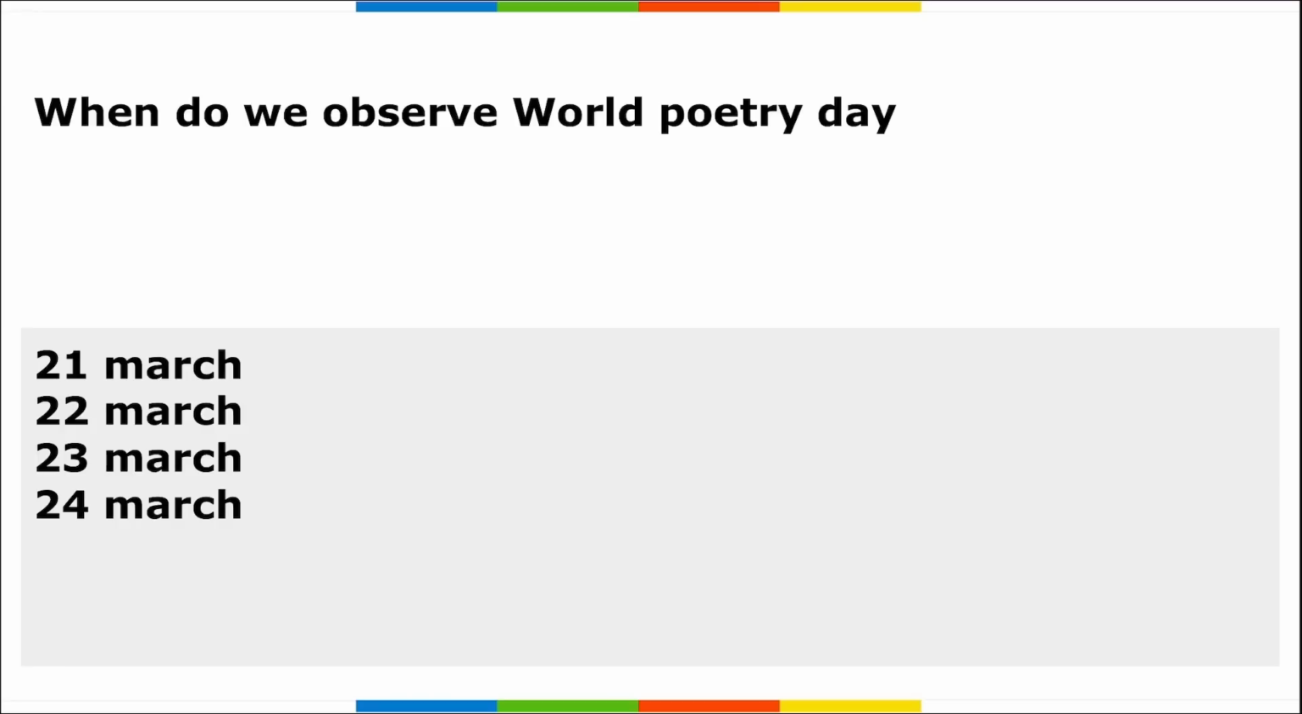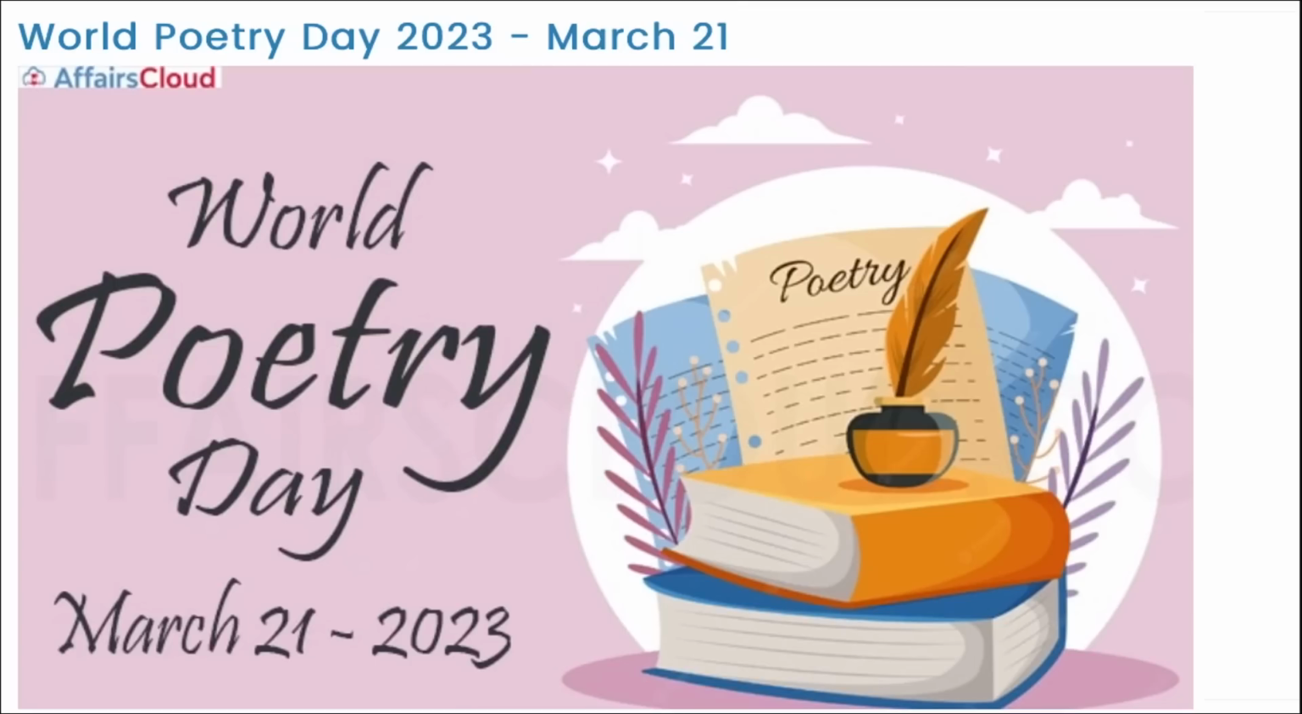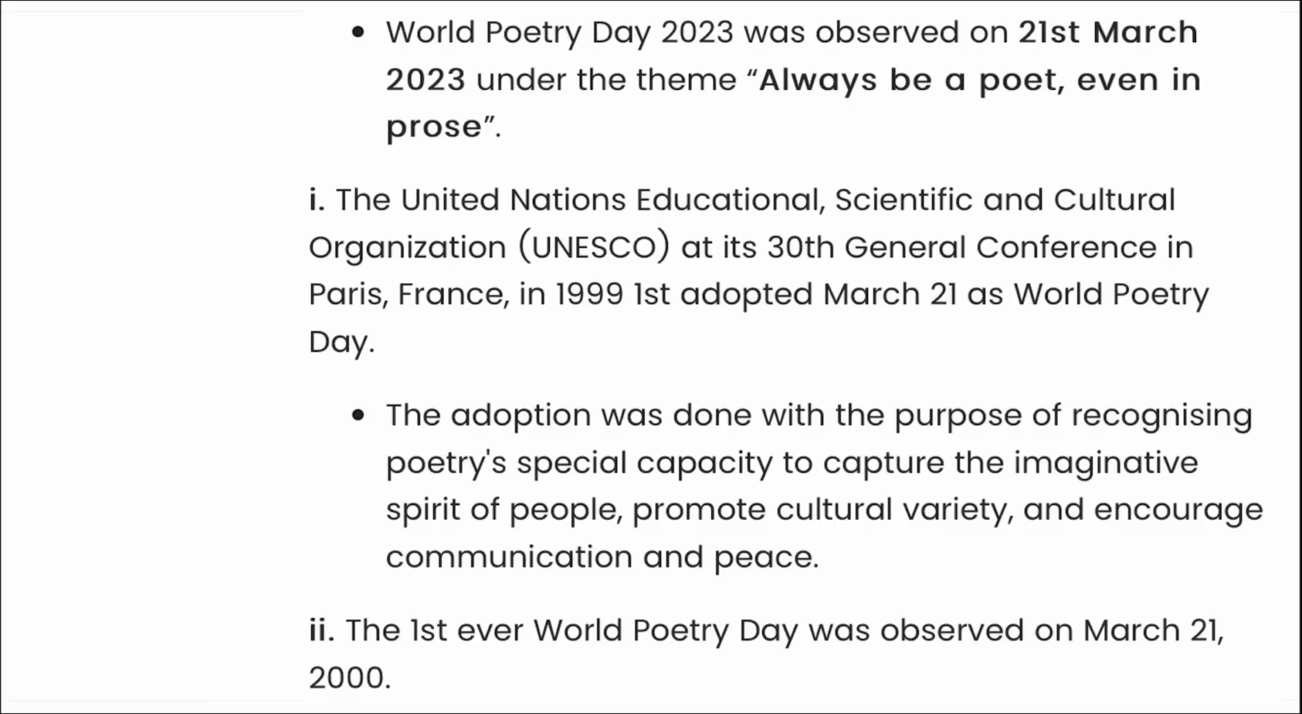Alright, next is your question: when do we observe World Poetry Day? World Poetry Day is observed on 21st of March, and it is to promote reading, writing, publishing, and teaching of poetry. The day celebrates one of humanity's most treasured forms of cultural and linguistic expression and identity. Then remember the theme for World Poetry Day observed on 21st of March: always be a poet, even in prose. Alright, this is the theme.